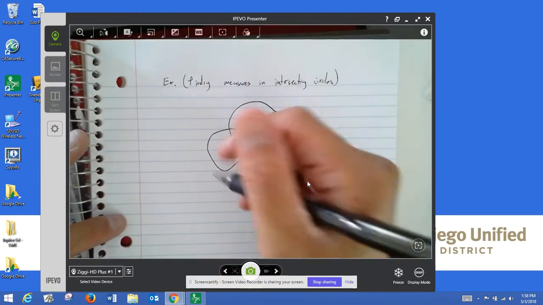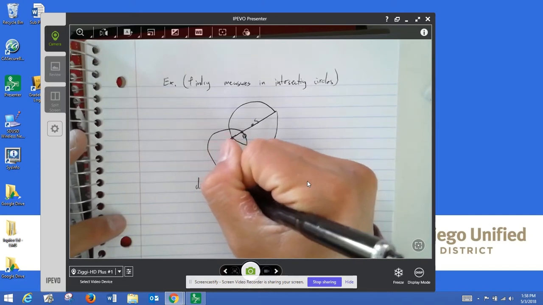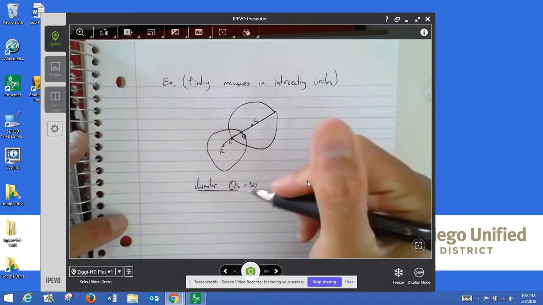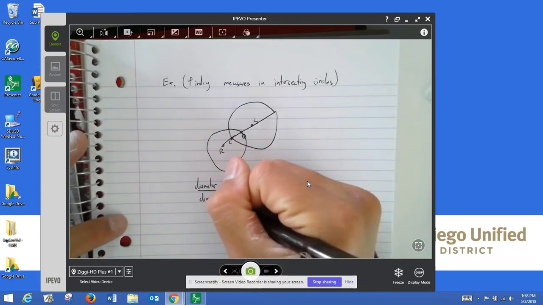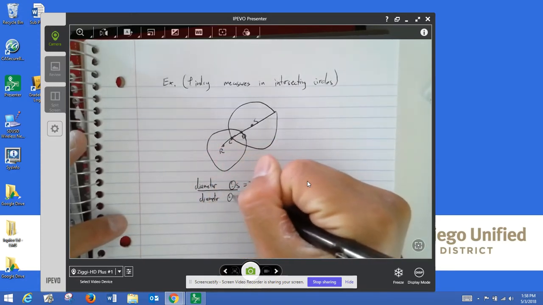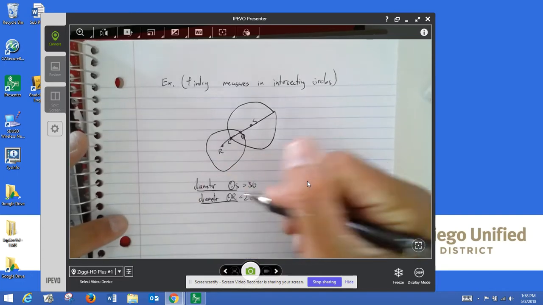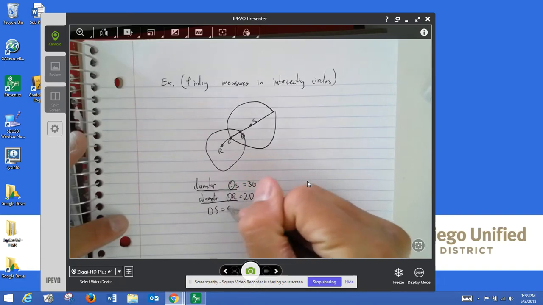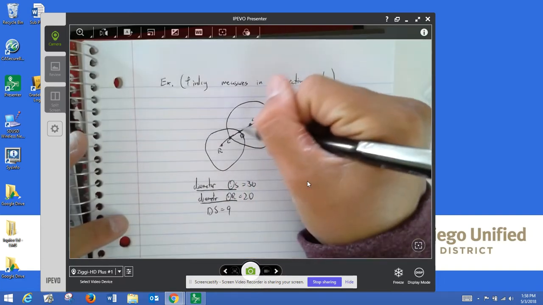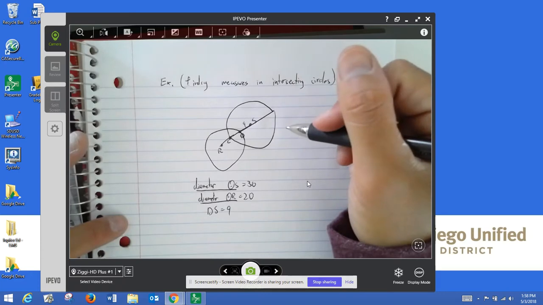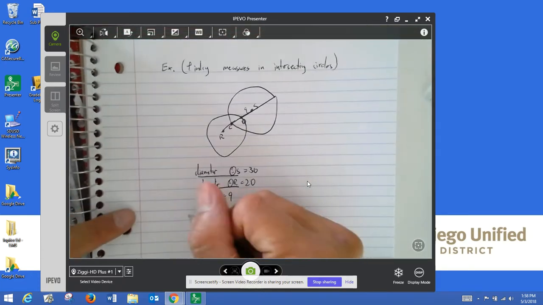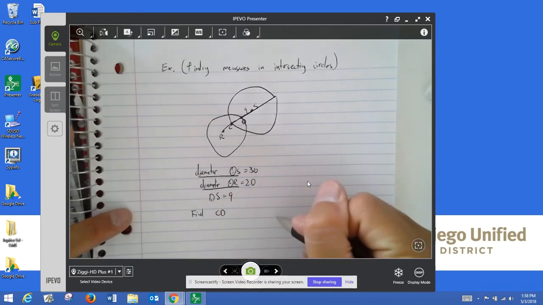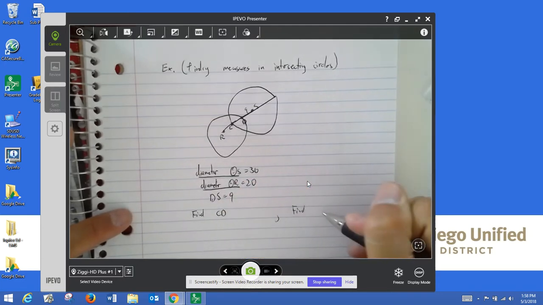The diameter we said was given to you of circle S is 30. The diameter of circle R is 20. And then DS is equal to 9, so DS, from here to here, is 9. And you're supposed to find CD and find RC. So let's split this off sort of like in two columns.